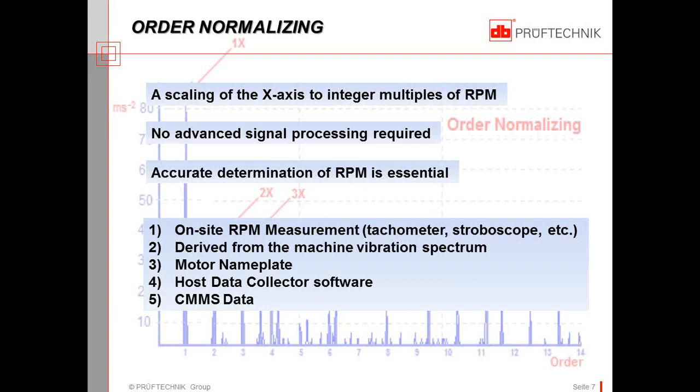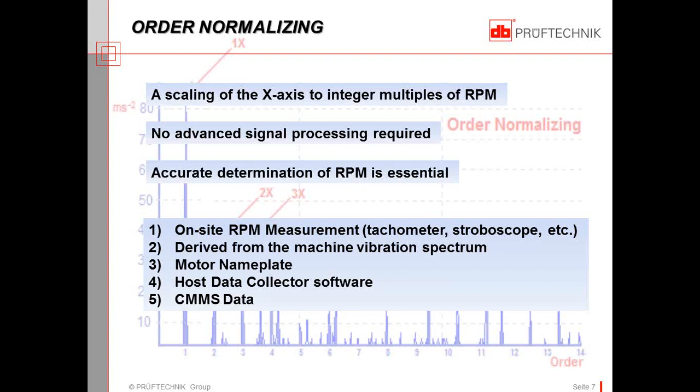And beginning with, let's say, from the highest precision down to, let's say, the lowest precision, number one would be a measurement. And in today's modern world of data collectors, many of the data collectors have built-in strobe lights or methods of determining RPM accurately right on site. And that's always going to be perhaps the very best method. So we measure on site.